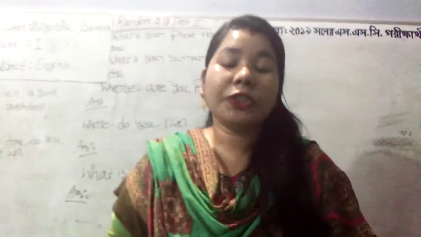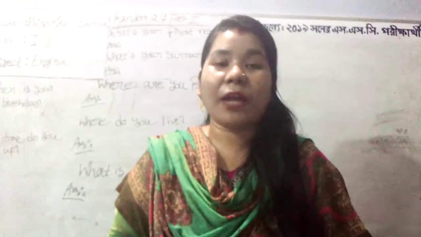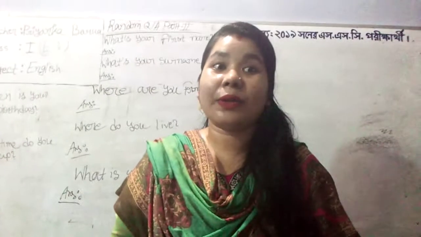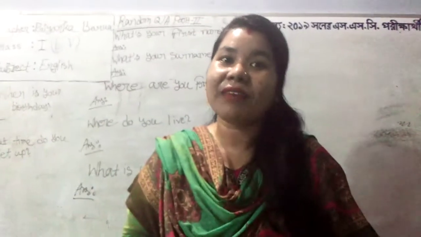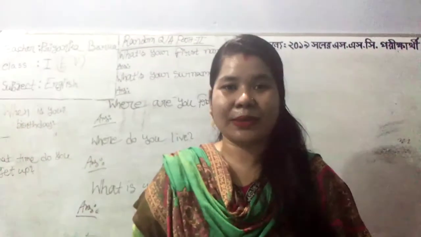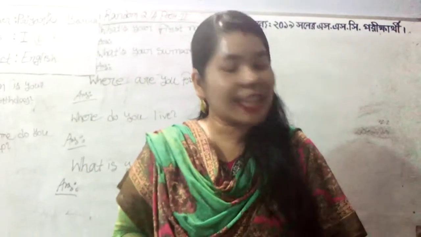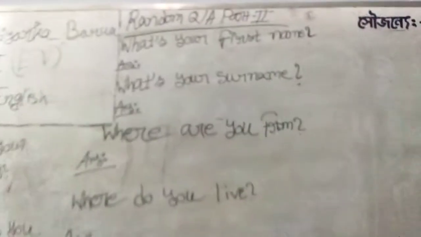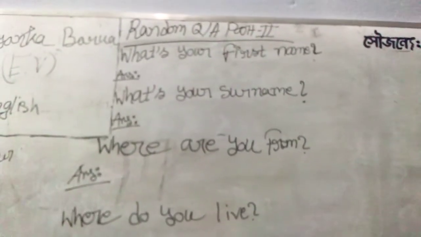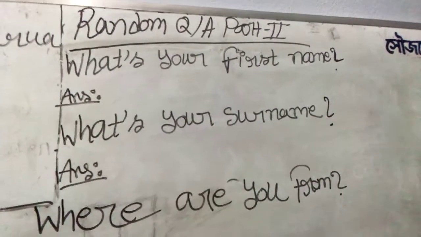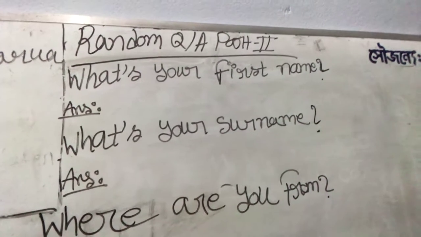So without wasting any more time, let us go through the questions. Let us see which questions we have selected for today's class. Okay babies, so look at the board and have your pencil and exercise book with you. Okay, so let's get started. So it is basically random question answer part 2. As part 1 has already been done, here our first question is, what's your first name?